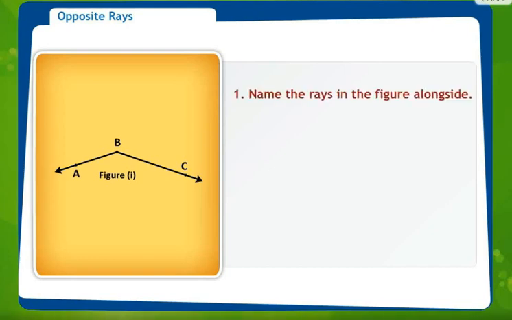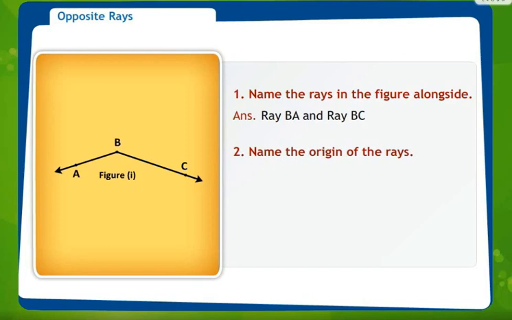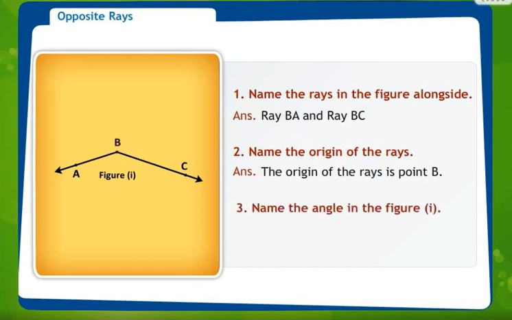And these opposite rays have a common origin, but they are in the opposite direction. Now you can see in the diagram how to name the rays. I had told you the name will be ray BA and BC. Now you cannot call it AB, as I told you B is the fixed point, so it will be called BA and BC. Name the origin of the rays. Origin is from where the rays begin. So the origin of the rays is point B. Point B, for angles, is also called the vertex.